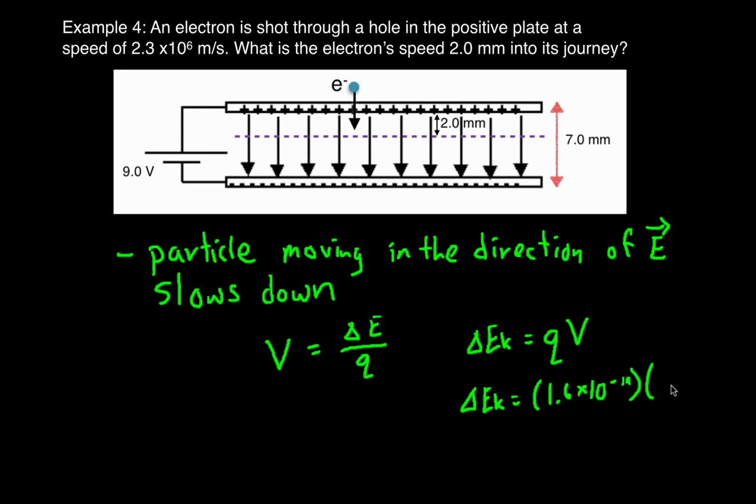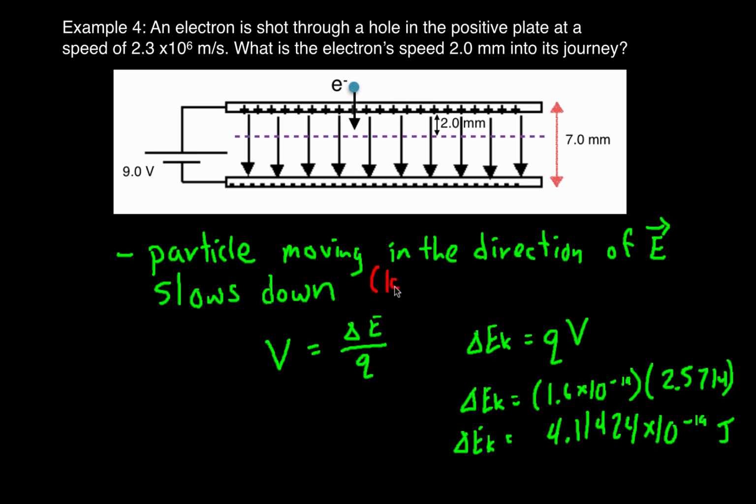times the voltage at 2 millimeters, which is 2.5714 volts. This gives us a change in kinetic energy equal to 4.11424 times 10 to the negative 19 joules. Be careful. The particle is moving in the direction of the electric field. It's slowing down. It's losing kinetic energy.